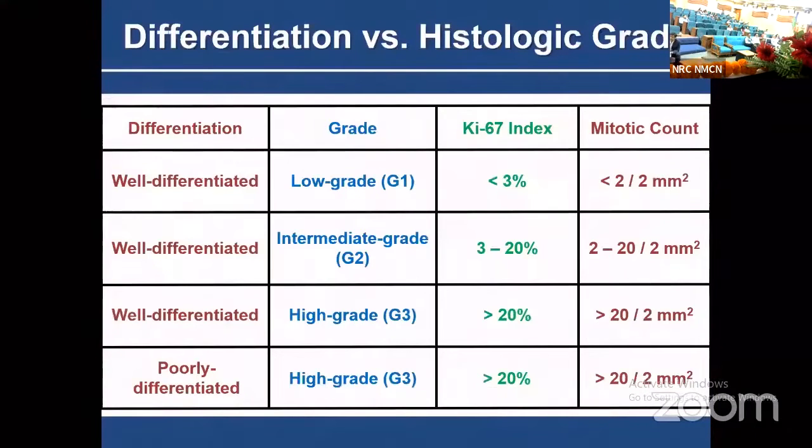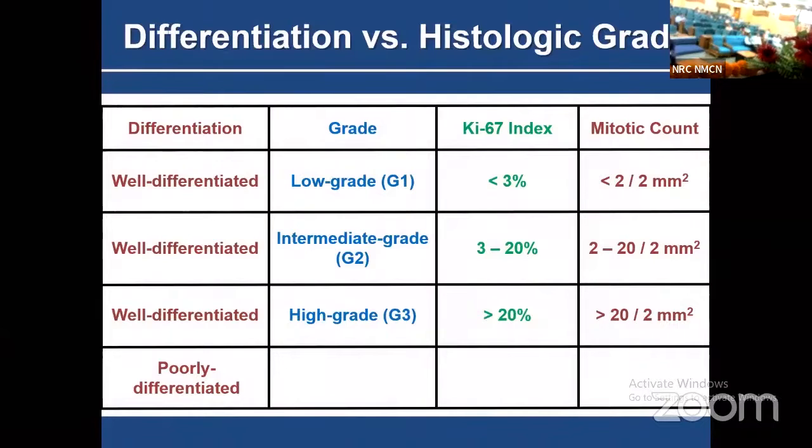Now, in addition to determining differentiation, I mentioned the concept of histologic grade. In previous editions of the WHO and HACC, histologic grade was assigned to both well-differentiated pancreatic neuroendocrine tumors and poorly differentiated pancreatic neuroendocrine carcinomas. However, in 2017, the WHO removed the histologic grade from poorly differentiated neuroendocrine carcinomas. Histologic grade is strictly for well-differentiated pancreatic neuroendocrine tumors and categorized using a combination of both Ki-67 and mitotic figures.